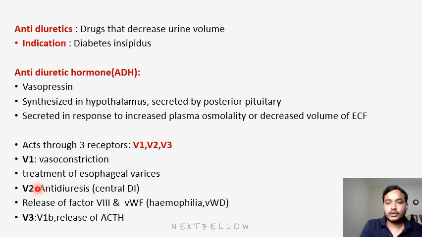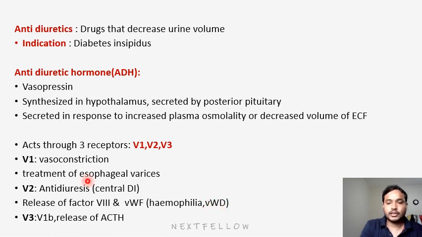The second one is the V2 receptor. The V2 receptor is the main action of this antidiuresis, so in central diabetes insipidus we will use these drugs. The V2 receptor has one more action, that is releasing of factor 8. So it will be helpful in hemophilia and von Willebrand factor; these are also blood conditions. So it will be useful in treating von Willebrand disease.